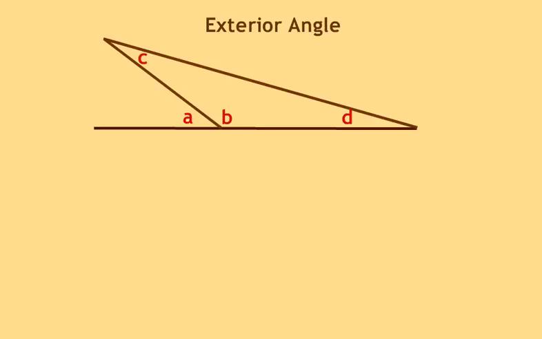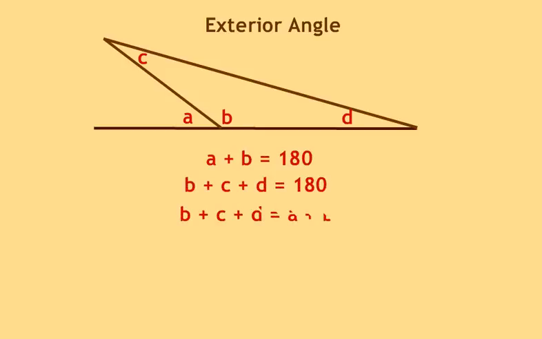You must remember that the exterior angle of a triangle is equal to the sum of the two non-adjacent interior angles. We can prove this by showing that angle A plus B equals 180 because it's a straight line, and B plus C plus D equal 180 because they're the angles of a triangle. And if we substitute, we see that A equals the sum of C plus D.